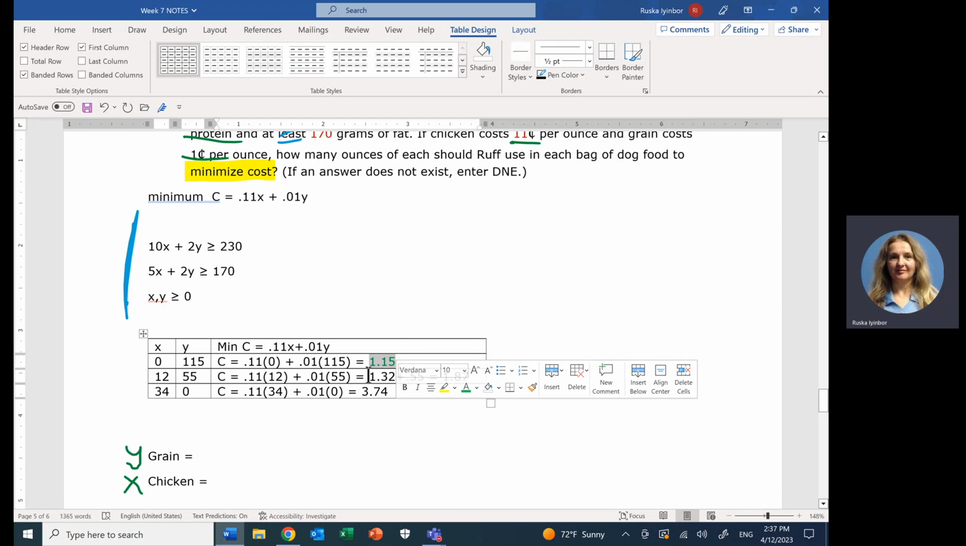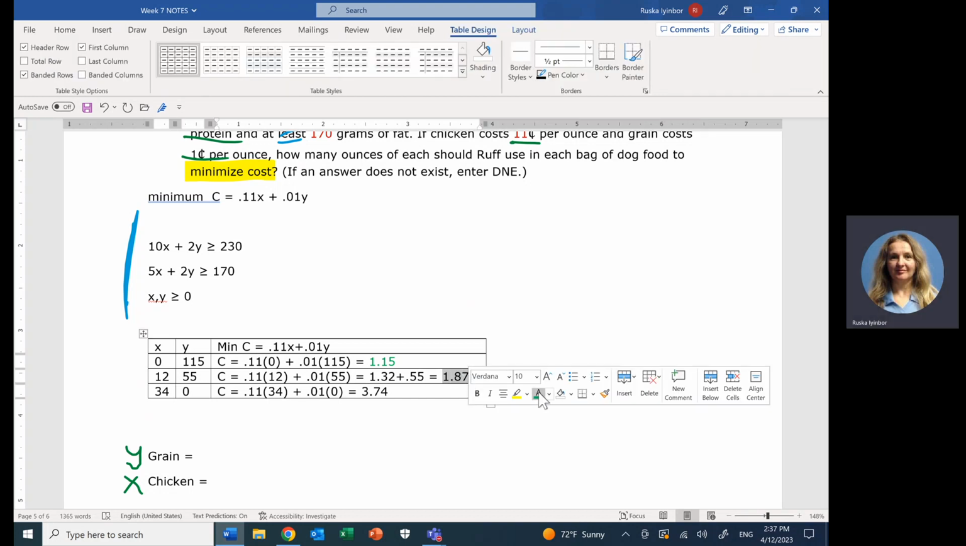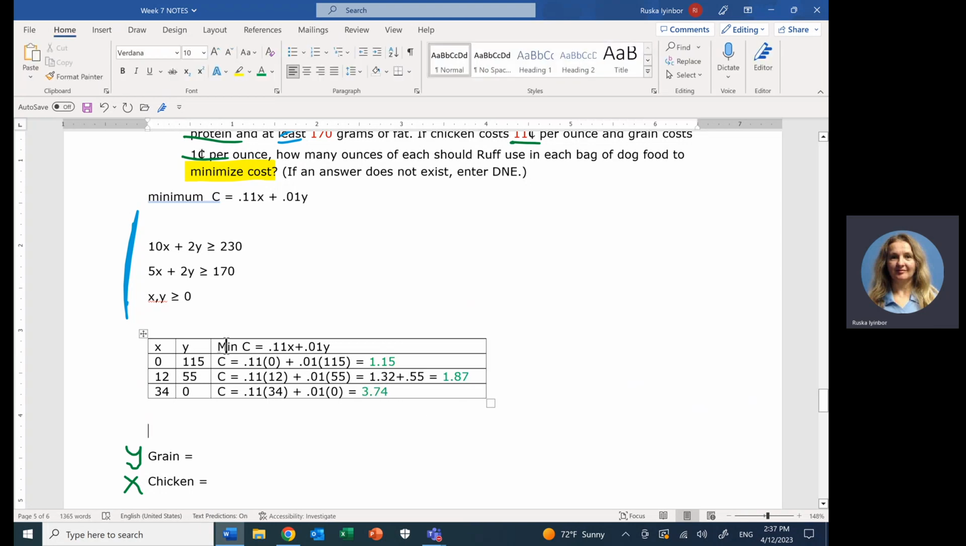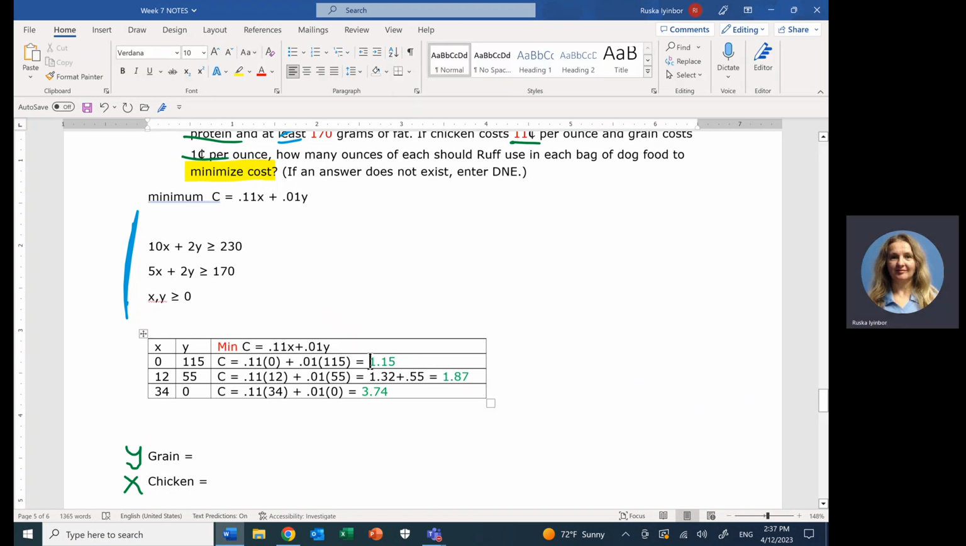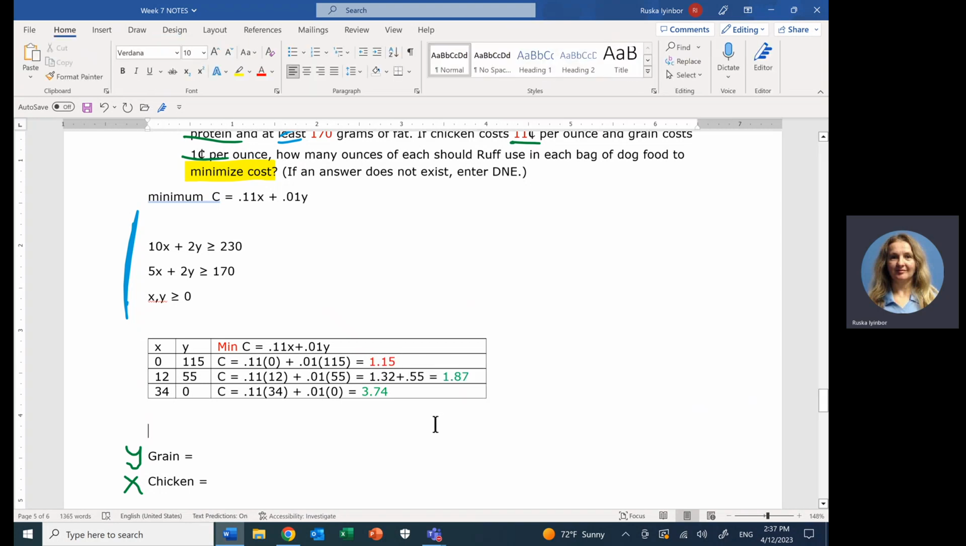So now looking at those three numbers, 1.15 is the first number we get. The second one is, I'm sorry, no, the second one is 1.87. That's what we get in the end. And 3.74. Looking at those three numbers, which one is the minimum price? Because you're looking for minimum. Which one is the smallest one? Smallest one is 1.15. So 1.15 is going to be the minimum cost for that dog food.